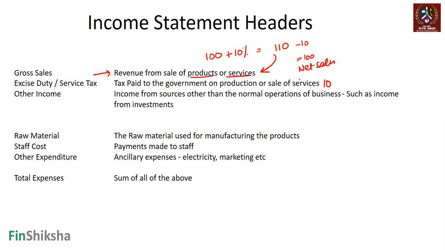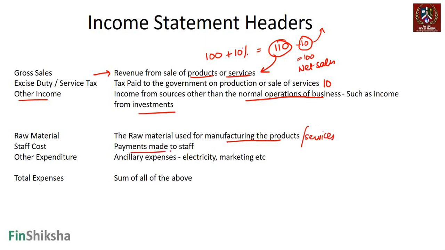After I have removed what I'm paying to the government, the final price that goes to the customer is the net sales number, right? Or what I make out of what the customer pays. The customer has paid 110, but 10 has to be deposited to the government straight away. What is left in my hands is 100. That's my income. Other income is income from sources other than the normal operations of business, or income from investments, those kinds of examples, right? Raw material is the raw material used for manufacturing the products or the services, right?